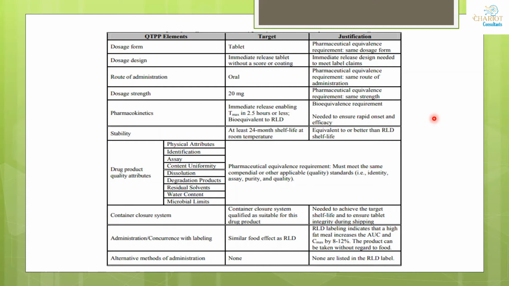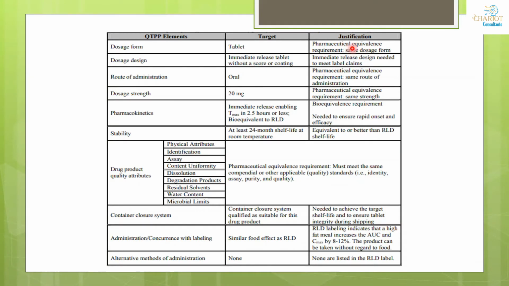For example, if you talk about your QTPP elements, whenever you are preparing a dosage form, you need to first of all design your QTPP, as I already told you, but you should be putting it in a tabular form. So what will be your QTPP elements? For example, dosage form, whatever you are preparing, your target is tablet, and then for every target you have to provide a justification that is required. So the justification is pharmaceutical equivalence, same dose, because this example is for a generic product. So your justification will be pharmaceutical equivalence.